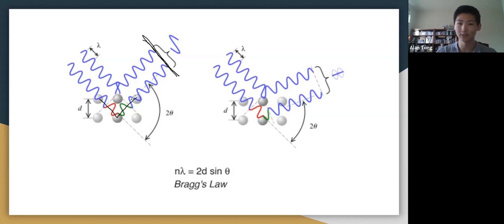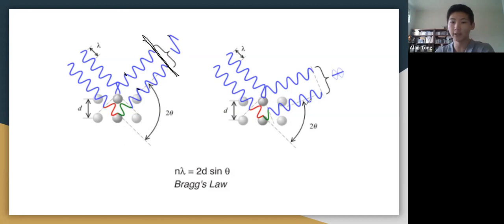Now, if that extra distance traveled is an integer multiple of your wavelength, the waves constructively interfere. They add up to each other. Why? Because the peaks line up with the peaks, and that adds up to give you the bigger peak. That was the Bragg's insight. The Bragg's insight was, oh, at certain angles, you will have constructive interference. And so only at certain angles will you get those dots, those signals.